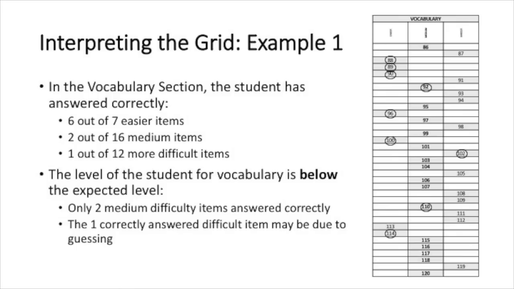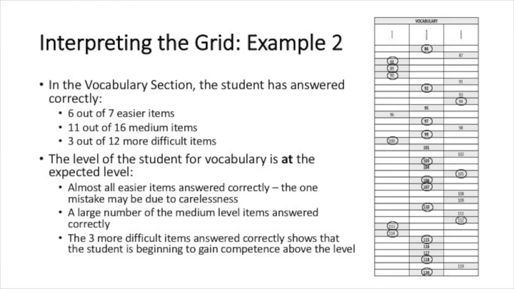In this first example, in the vocabulary section, the student has answered correctly 6 out of 7 easier items, 2 out of 16 medium items, 1 out of 12 more difficult items. The level of the student for vocabulary is below the expected level. This is because, first, only 2 medium difficulty items were answered correctly, and second, the one correctly answered difficult item may be due to guessing.